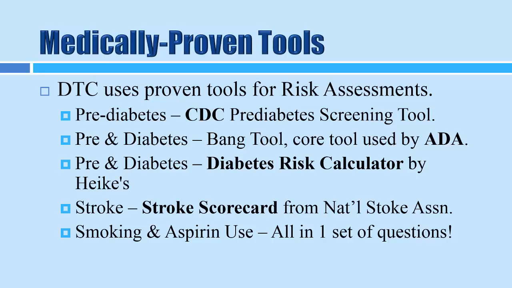Diabetes Triple Check uses medically proven tools for the risk assessment. For prediabetes, we have the CDC Prediabetes Screening Tool, and the BANG tool is the core tool used by the ADA, and it measures risk for both pre and diabetes, as does the Diabetes Risk Calculator from HICAS. The stroke assessment is the stroke scorecard from the National Stroke Association. We also ask about smoking and aspirin use, all in one set of questions.